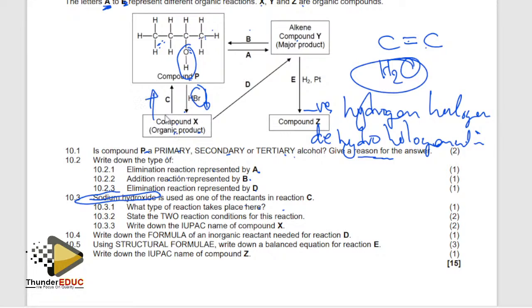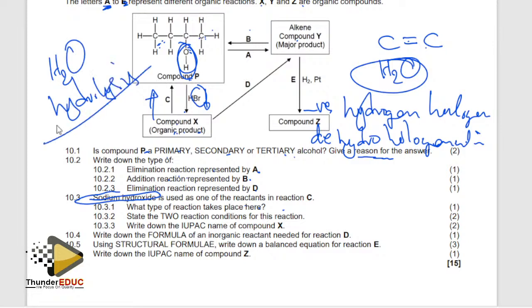But which type of substitution is it? Because I'm forming alcohol, a component of water must be there. So the reaction becomes hydrolysis. You are splitting it using water. It's like a substitution, but because water is there, it becomes hydrolysis. So we are done with that.